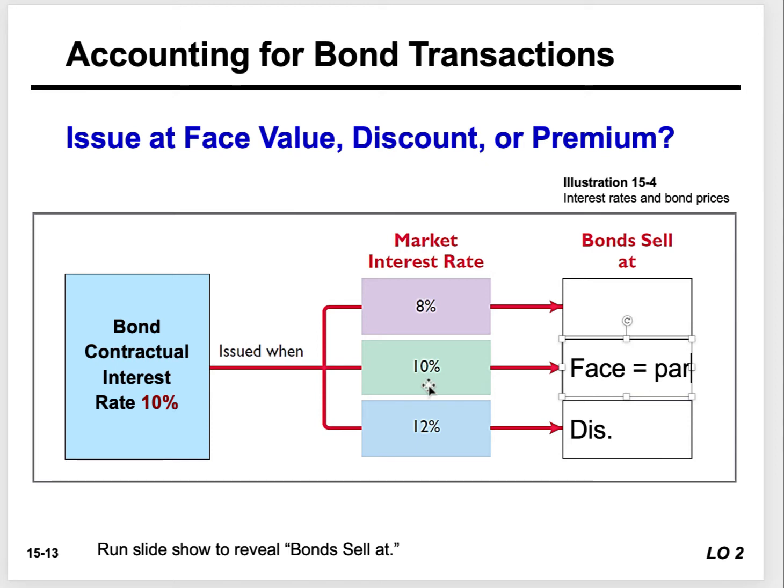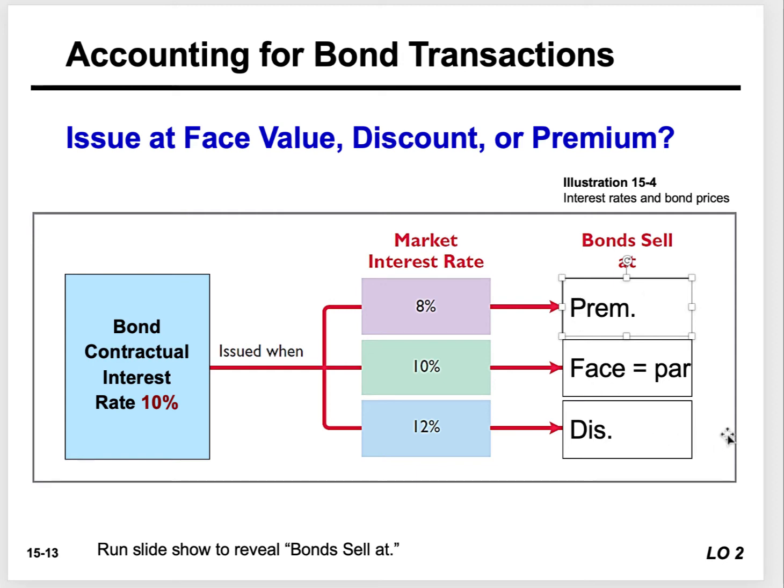Now, if the market rate of interest, the effective rate, is 8%, and that market rate is lower than the stated or contractual rate, we say that the bond will sell at a premium.